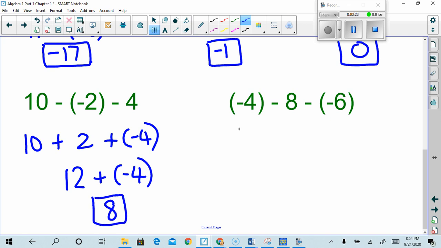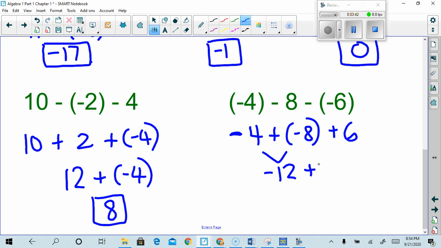One more. I have 2 subtractions, so I'll keep and add the opposite. I'll now keep and add the opposite. Again, these like signs will get combined, -12 plus 6. Unlike signs, subtract and keep the sign of the greater absolute value. If we just follow that simple rule, you'll do just fine.